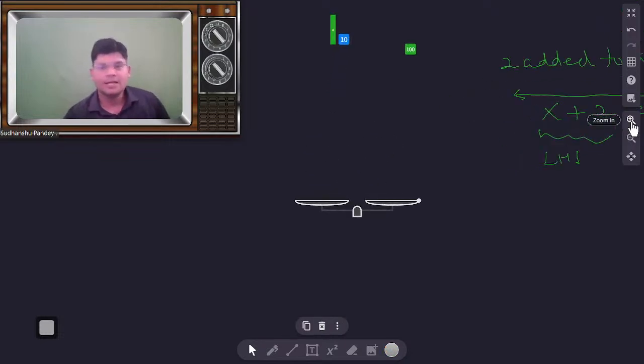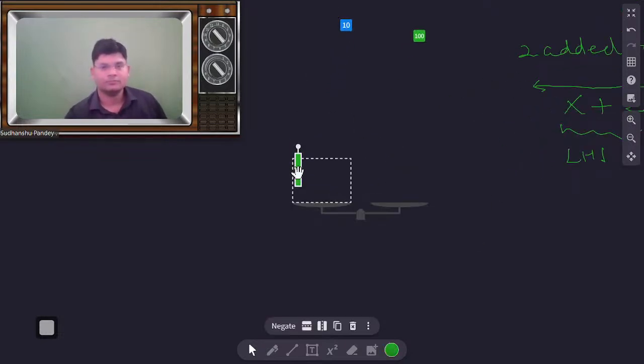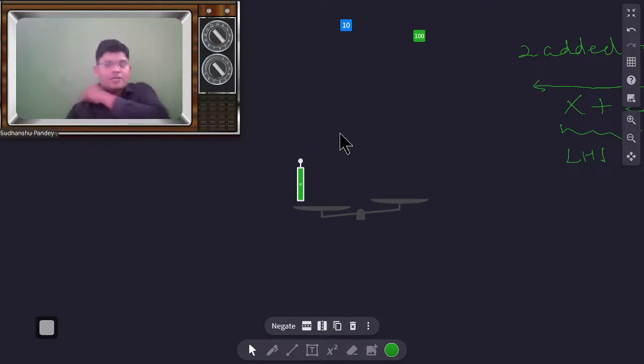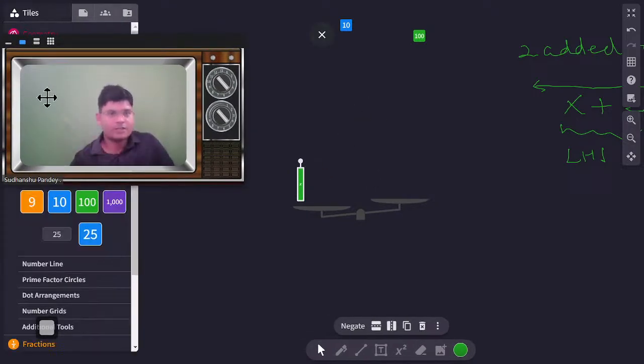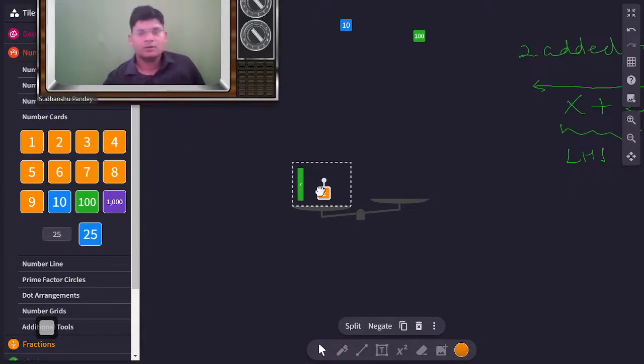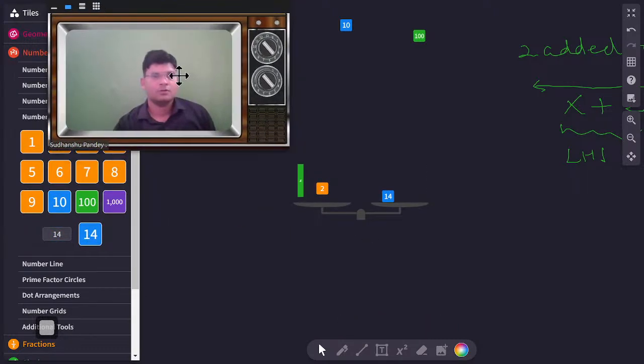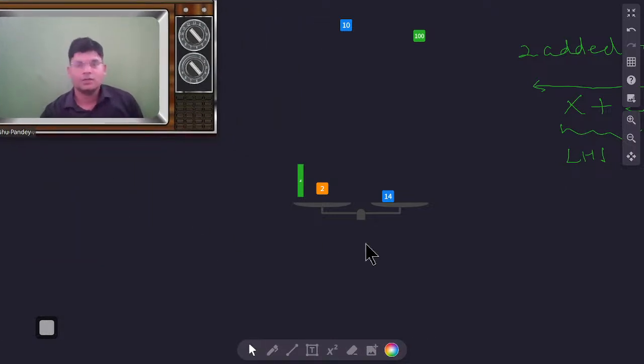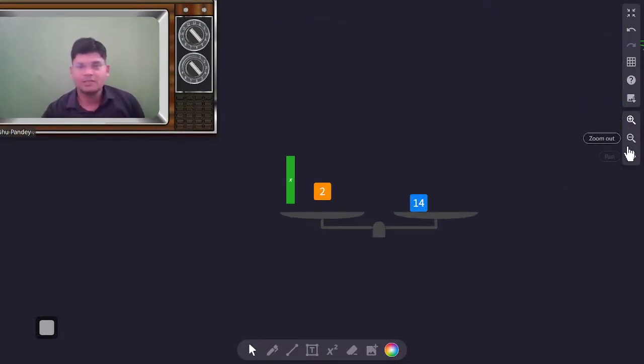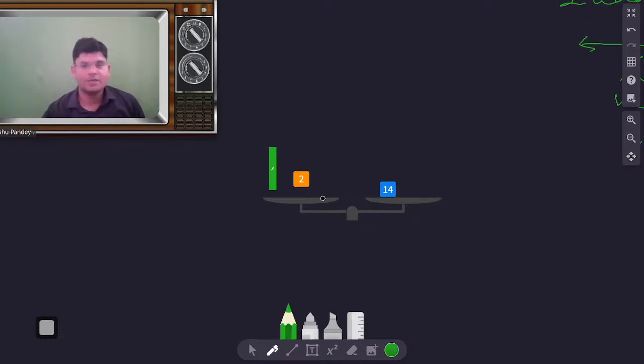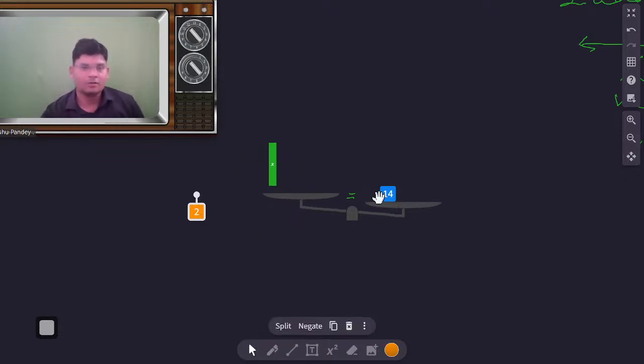Can you see this balance scale? Yes, sir. So what is the question? x plus 2 is equal to 14. Okay. Now understand this. This is the balance scale and this is the equation: x plus 2 is going to be 14. Now suppose I want to take away 2 from here. The balance is going to be unbalanced.